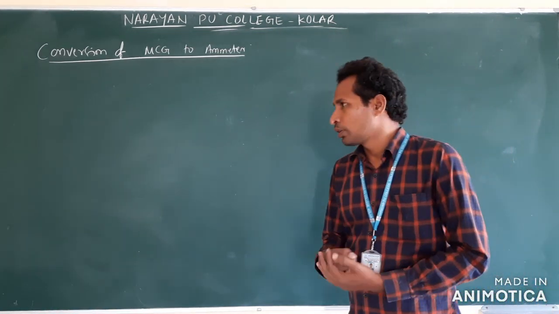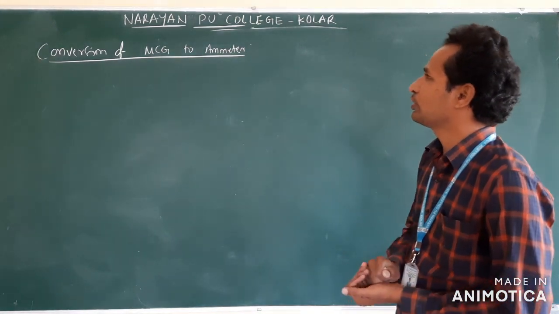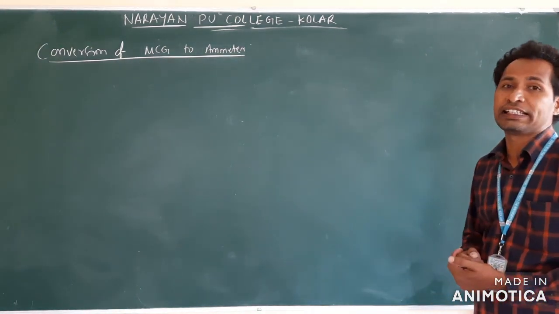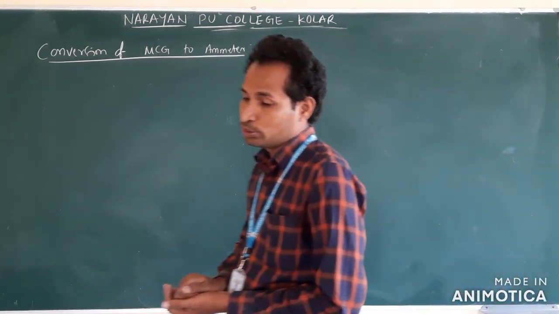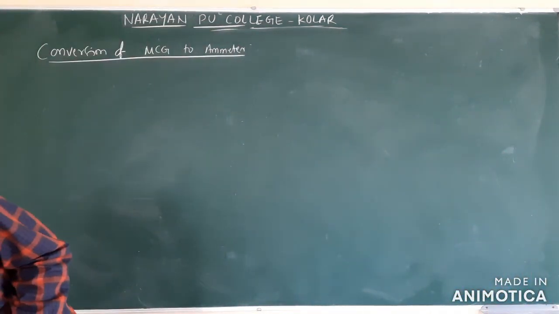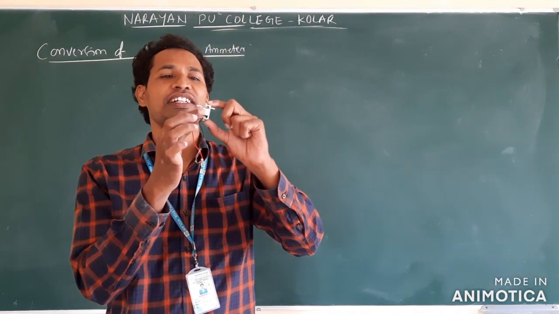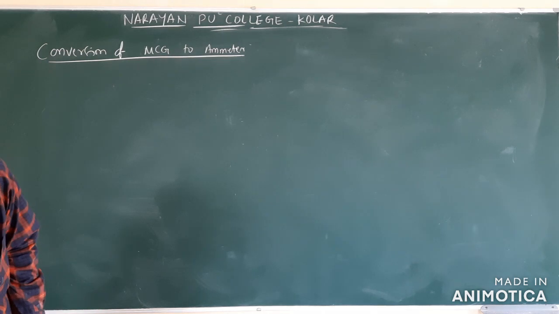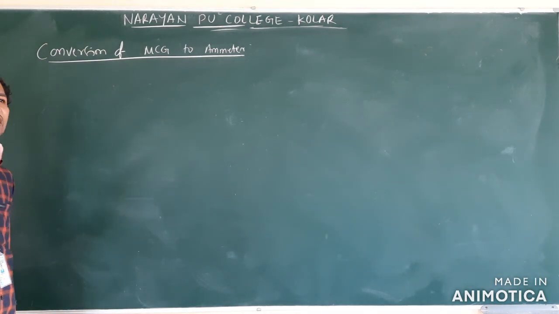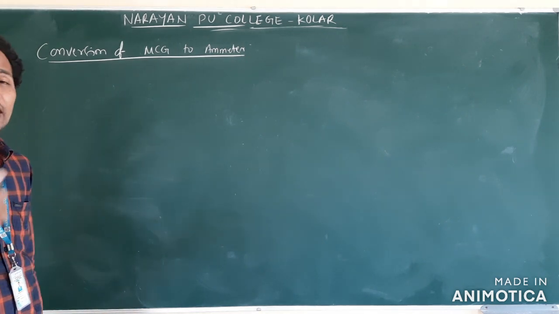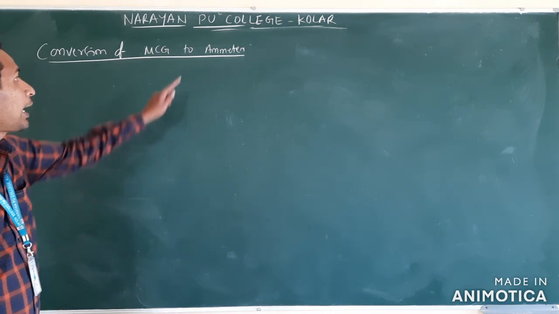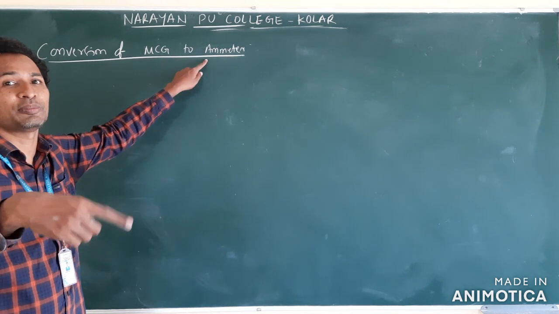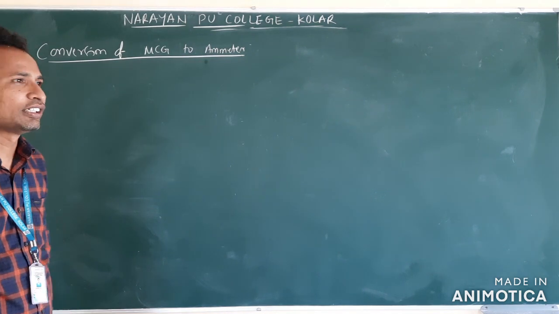Now we will see the conversion of MCG to ammeter. MCG means moving coil galvanometer. So why do they call it moving coil galvanometer? Reason: here the coil is moving, that's all, very simple. The galvanometer is used to detect the current in the circuit. The same galvanometer we can convert into an ammeter to measure the current. Galvanometer detects the current. Ammeter measures the current, meaning the strength of the current in the circuit.